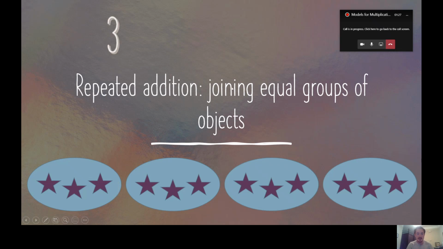So I'm going to add 3. That's how many stars are in the first group. Plus another 3 in the second group. Plus another 3 in the third group. Plus another 3 in the last group. And if I do that, I can get how many stars I have all together.